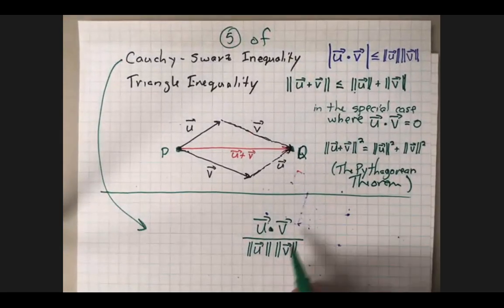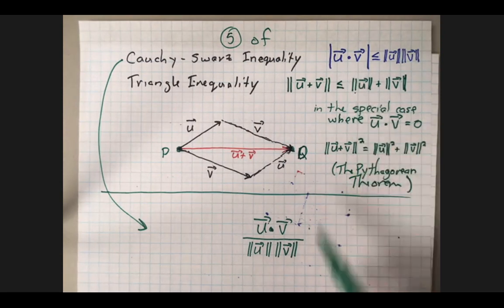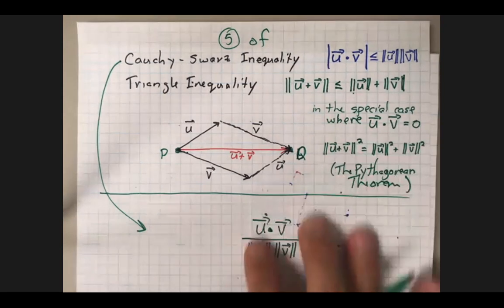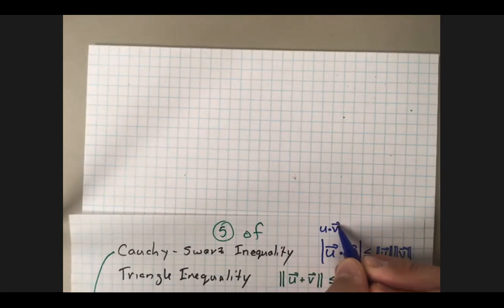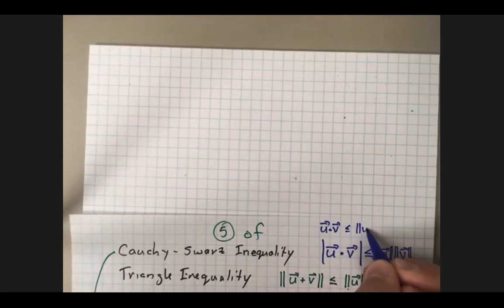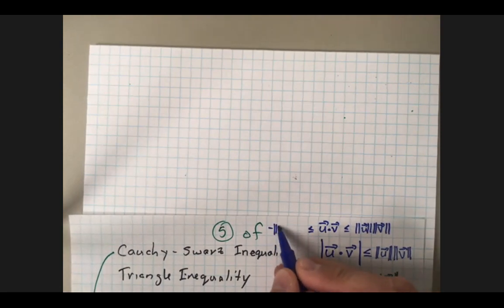Well, let's look at this. I'm comparing two things when I make a ratio, right? If the top one's bigger than the bottom one, I get a number bigger than one. But what does the Cauchy-Schwarz inequality say? This top thing is never bigger than the bottom thing. Now remember, the absolute value sign there is a shorthand for u dot v is always less than or equal to mag u mag v, and always greater than or equal to minus mag u mag v.